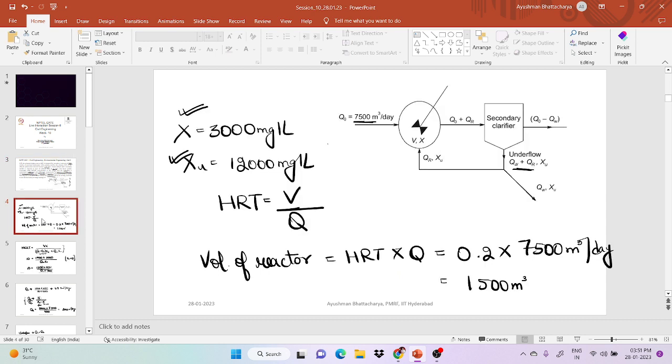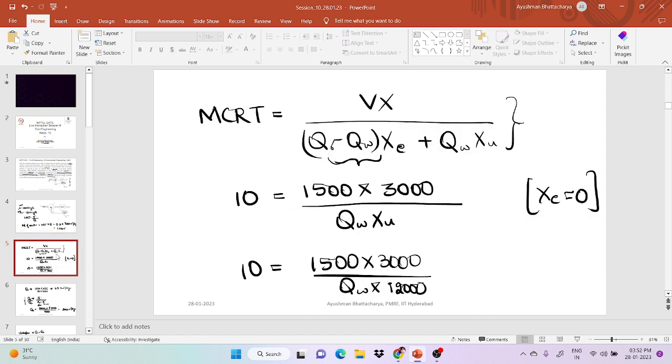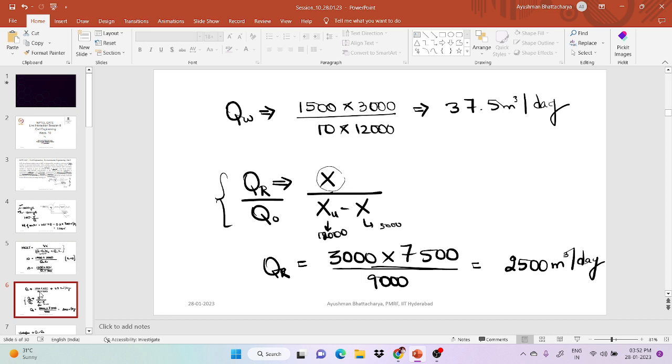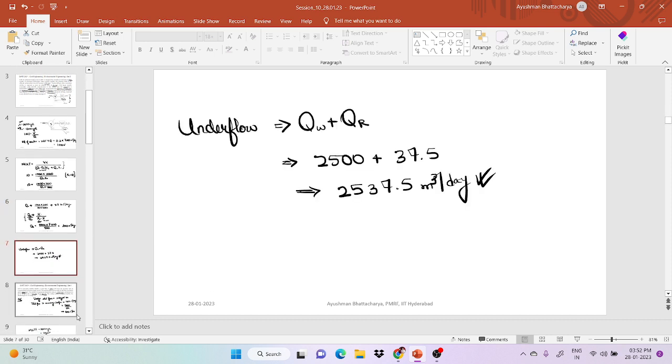From this, we first calculated the HRT, then the volume of the reactor. Then from the mean cell residence time, we calculated Qw. After that, using this expression, we calculated Qr, the recirculation rate. Qr came out to be 2500, and after adding both, we got the underflow, that is Qw plus Qr.